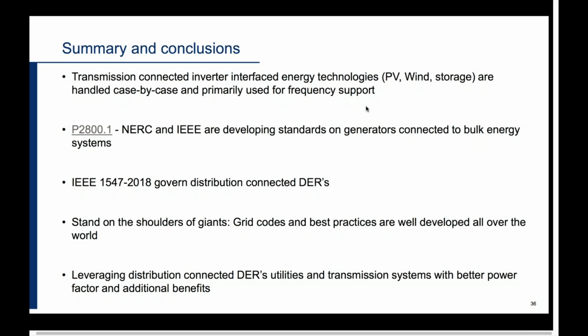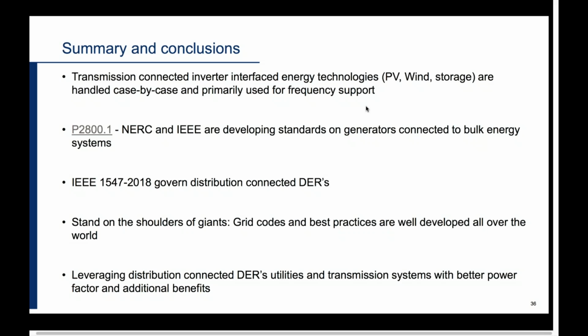In the USA, P2800.1, which is currently a work in progress with NERC and IEEE, is trying to come in place in the next few years to handle those interconnection requests that need to happen at transmission level. Could be PV, wind, storage. Whereas 1547 is applicable only for those interconnections that happen at medium voltage or lower.